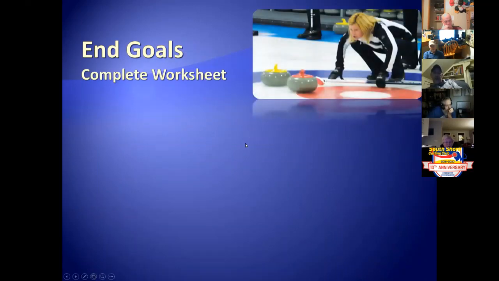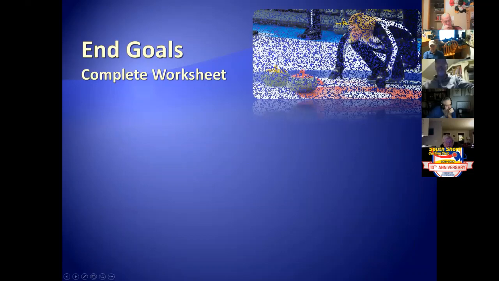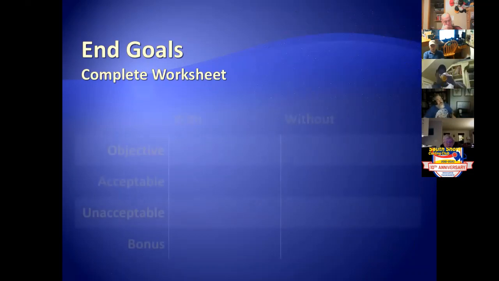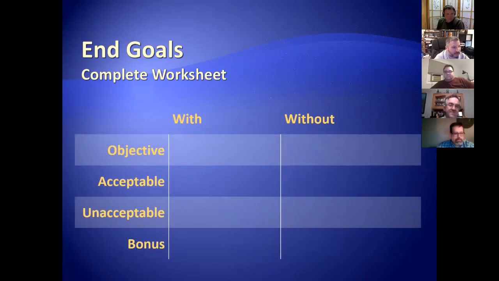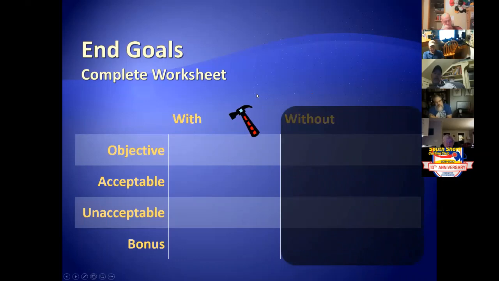All right, so this is a little worksheet that we're going to complete together. When I do this presentation live with people, you would have a piece of paper that looks like this in front of you, but we'll just do it on the screen together. So when you have the hammer, we're going to start with that. When you have the hammer, what is our objective? We just said it.